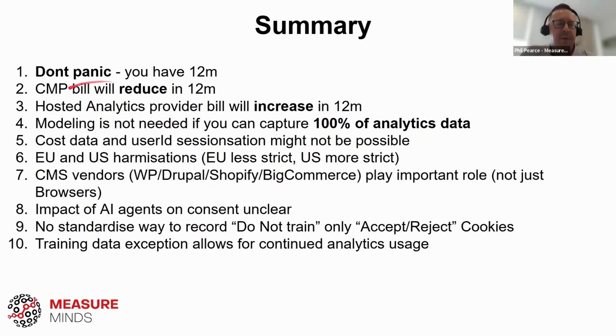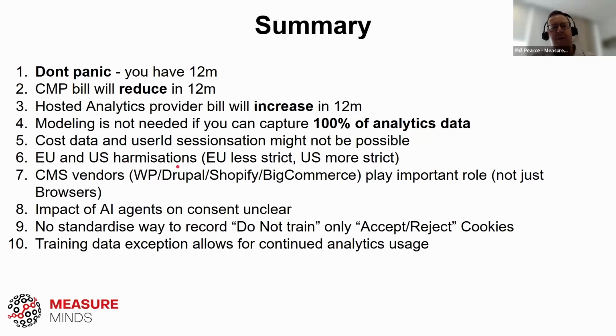Basically, the good news is the cost of CMPs will reduce. Bad news is brands are going to need to pay for a hosted analytics provider and plan for that in at least 12 months' time. For the hosted analytics, good news is that if you don't use linking, you can use modeling. You don't need an opt-in, although you do still potentially need an opt-out. The cost data, obviously, and user ID sessionization, potentially you can't do that as part of Omnibus.